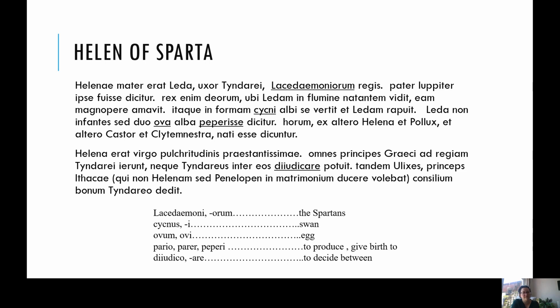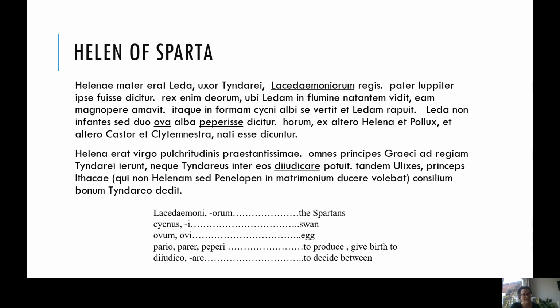Okay, let's go through this together then. So Helenae mater erat Leda. That's Helen's mother was Leda. Uxor Tyndarei, the wife of Tyndareus, Lacedaemoniorum regis, king of the Spartans.